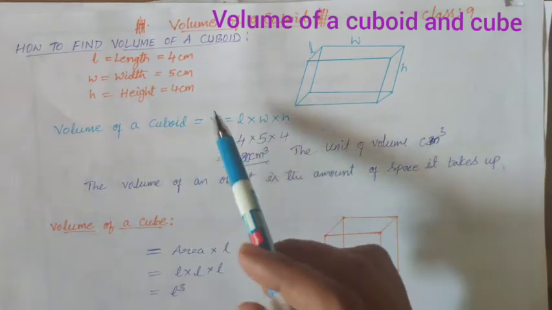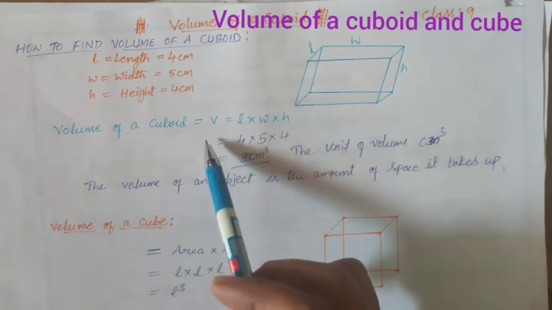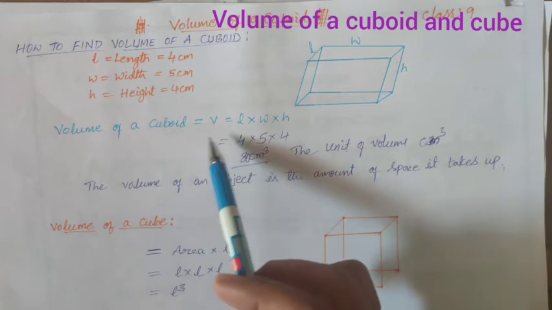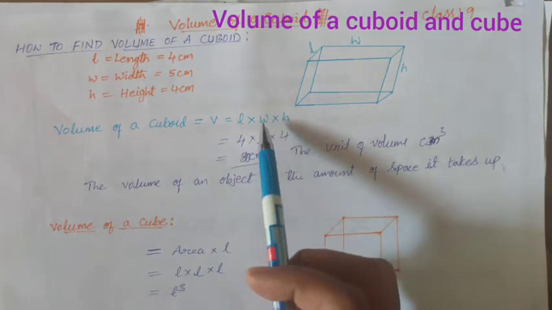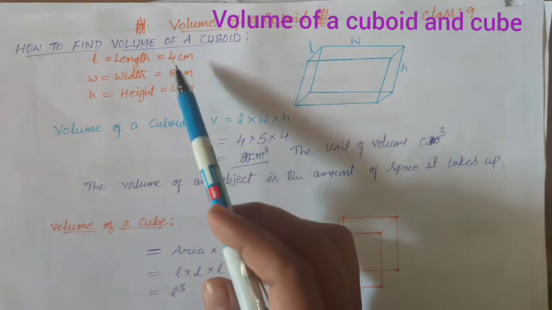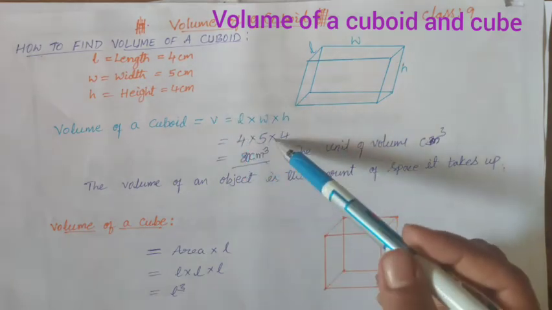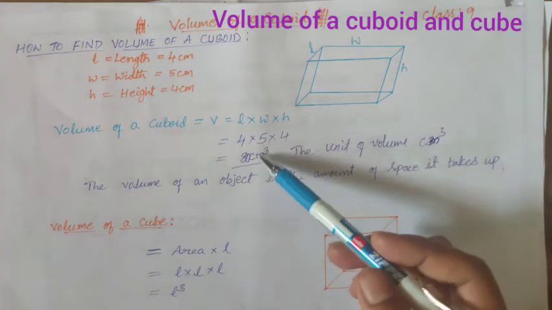So what is the formula to find the volume of a cuboid? The formula is L into W into H, L times W times H. I have already taken the length as 4, width as 5 and height as 4 centimeter. We can substitute the values. What do we get?